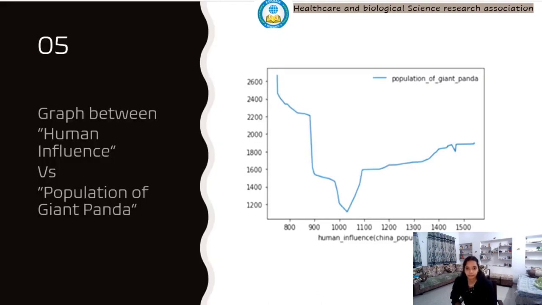In figure 5, this is the graph between human influence and the population of Xian panda. Here we have the data of Xian panda population on the y-axis and the data of human influence on the x-axis. We can see that as the human influence is increasing day by day, the population of Xian panda is decreasing.